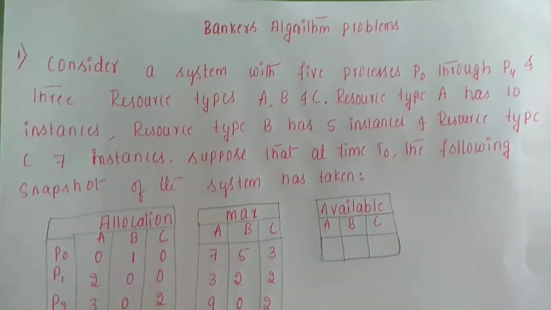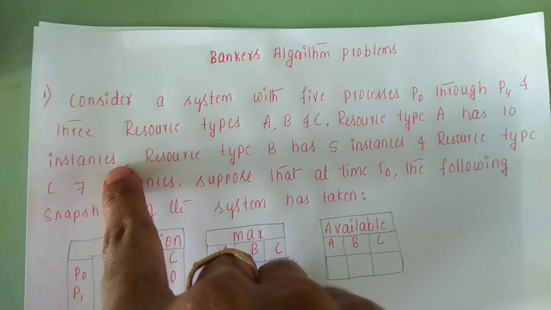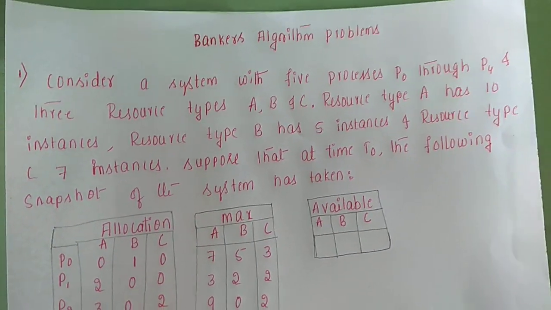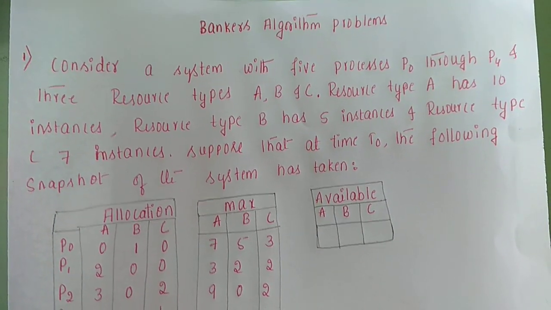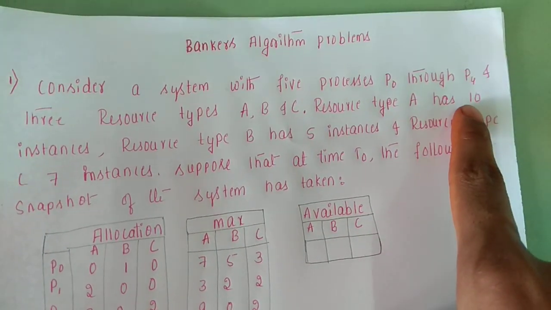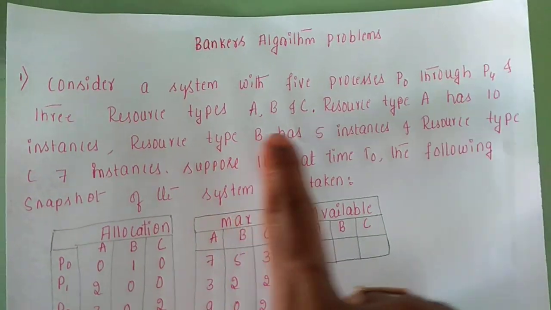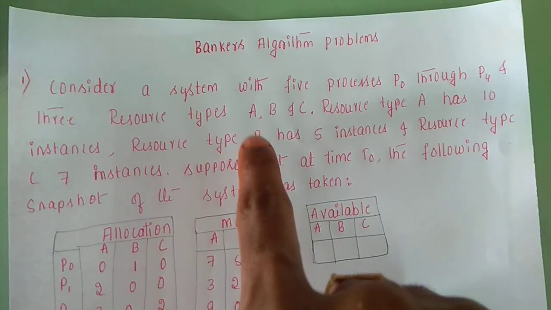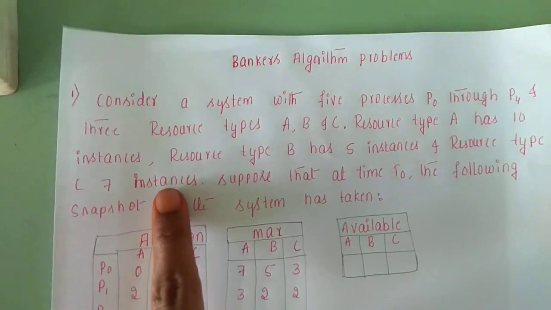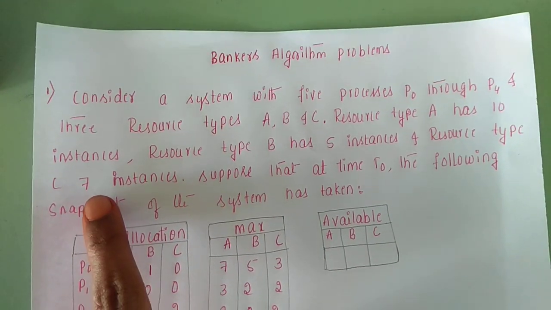So 3 resource types: A, B, C. Resource type A has 10 instances, meaning A is some resource. It may be a printer, it may be a mouse, any memory or input output device. So such resource A has 10 instances. Instance means copies, 10 copies. Resource type B has 5 instances, meaning suppose it is a mouse, then the mouse is in 5 numbers. And resource type C has 7 instances. Maybe printer, it is in 7 copies.